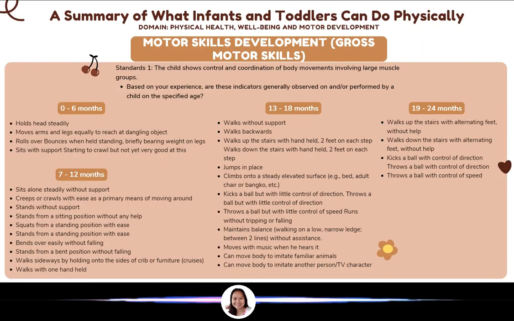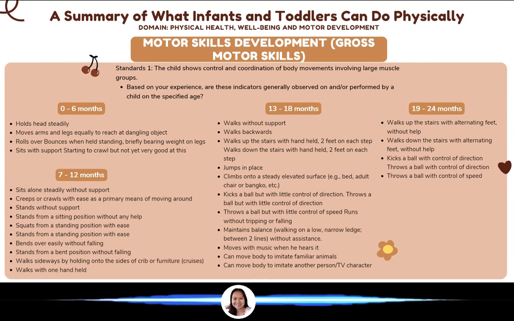While in motor skills development, or the gross motor skills, in the 0 to 6 months, they usually hold heads steadily. They move arms and legs equally to reach for dangling objects, sit with support, and start to crawl, though not yet very good at this. When they are around 7 to 12 months, they can sit alone steadily without support, and creep or crawl with ease as a primary means of moving around.